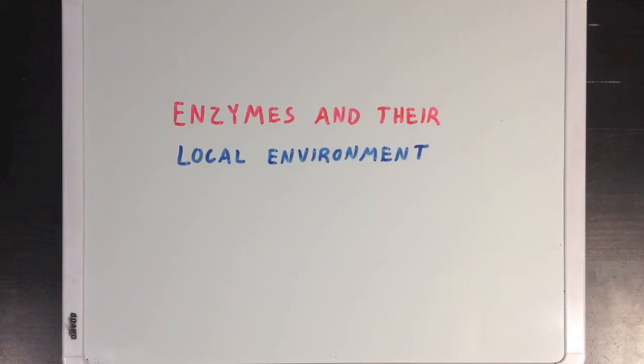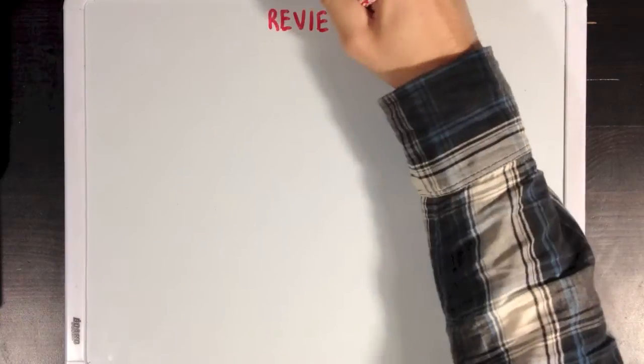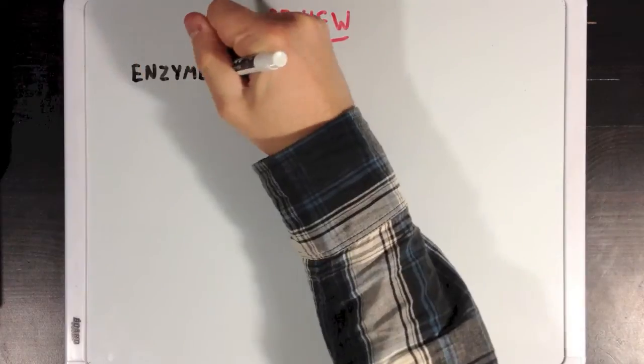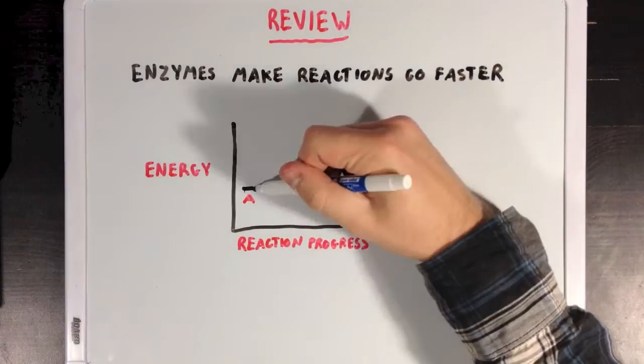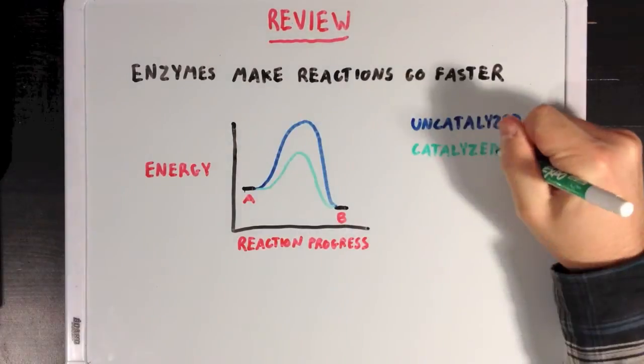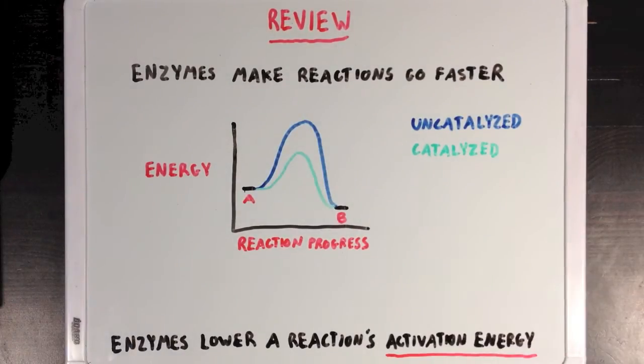So today we're going to talk about the effects of the environment on enzymes, and how a changing environment can affect an enzyme's ability to catalyze a reaction. But first, let's review the idea that enzymes make reactions go faster. And looking at a reaction coordinate diagram, you'd notice that enzymes speed things up by lowering a reaction's activation energy.